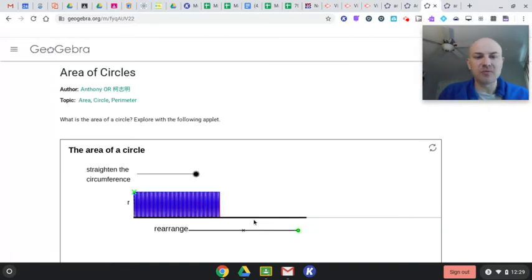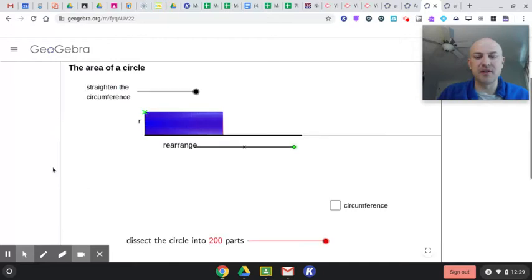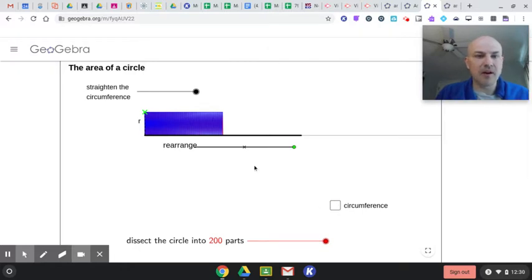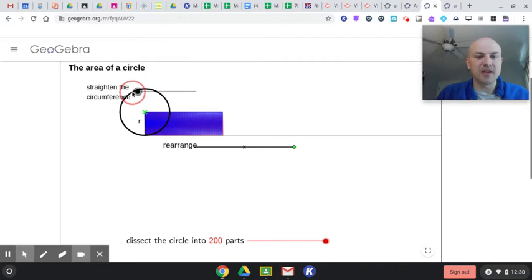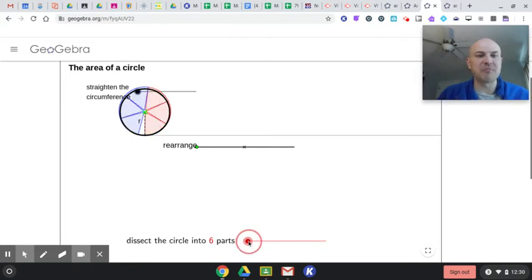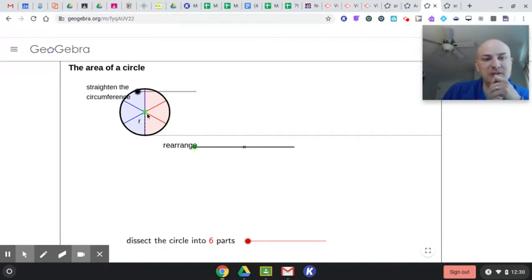Now, this is one of my favorite ones, area of a circle. And this one is awesome once you see it. So here's a circle. Let me get all the way back to the beginning here of this one. This is my favorite one because it's just so cool. All right, I'm going to break this down. So let's say you take a circle. You want to find out how much space is inside. So let's say you take a circle and you break it into 6 parts. So I have a circle in 6 parts.